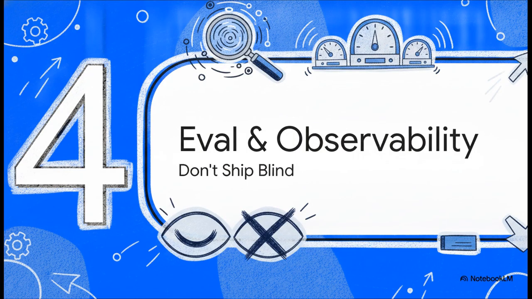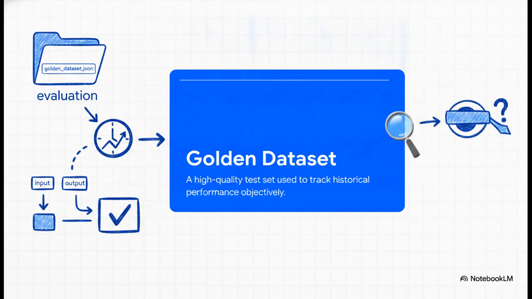Section 4. Crucial evaluation and observability. The whole don't ship blind philosophy in action. Inside the evaluation directory, the absolute holy grail is your golden_dataset.json. If you're not familiar, a golden dataset is a definitive, high-quality test set of inputs and expected ideal outputs. Running this alongside offline evaluation scripts and online monitors allows developers to objectively track historical performance.